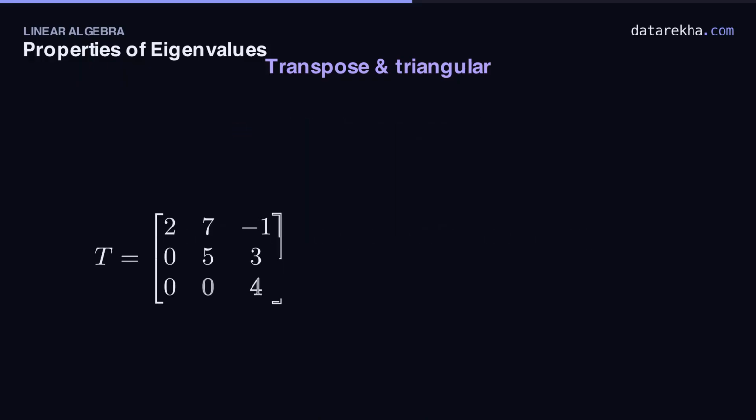Second, the triangular matrix, the real gift. Take this upper triangular T with zeros filling the whole lower corner. Subtract lambda down the diagonal, and T minus lambda I stays triangular.